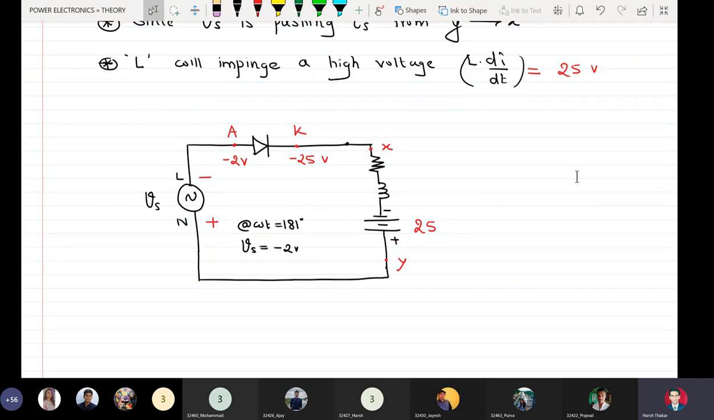Similarly, it is possible that the anode of a diode or SCR is connected to negative potential, but if the cathode is at a larger negative potential than the anode, although anode is at negative potential, the potential difference is still positive. So students, we see here that if the inductor is imposing an L di by dt of 25 volts in order to maintain the current in the same direction and to oppose a change in current, and if I assume that the negative half cycle has just started imposing a minus 2 volts at anode, we see that the VAK is equal to minus 2 minus 25 equal to plus 23 volts. So diode is still forward biased in this condition.